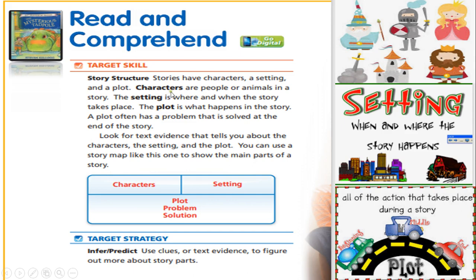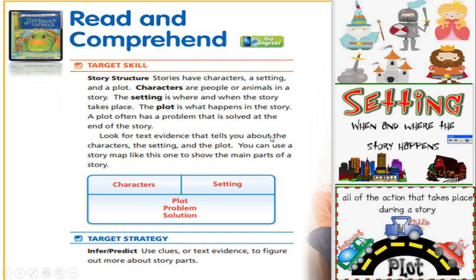Who are the characters? The characters are the people or animals of the story that have actions. The setting is when and where the story happened. The plot is the problem that faces the characters. Once they can conquer the plot, the problem, they will find a solution.